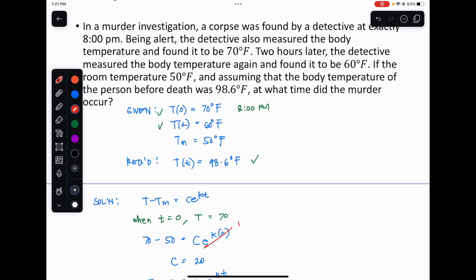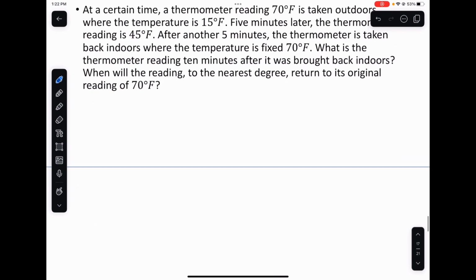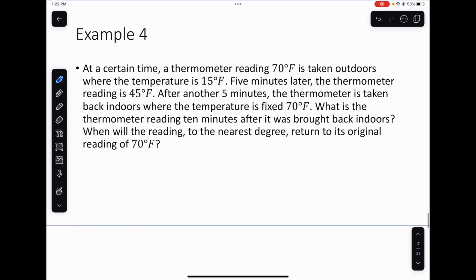We can do that mathematically through differential equations. And for the last example, we have a certain body which is moved from one medium to another medium. So what happens? For example, at a certain time, a thermometer reads 70 degrees Fahrenheit. In this case, the body will be the thermometer.